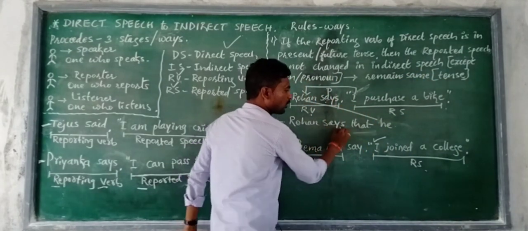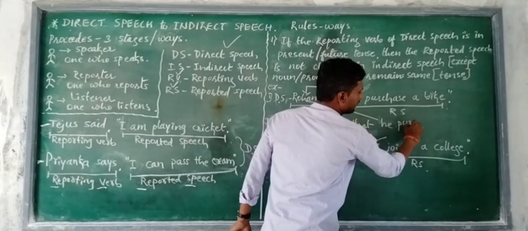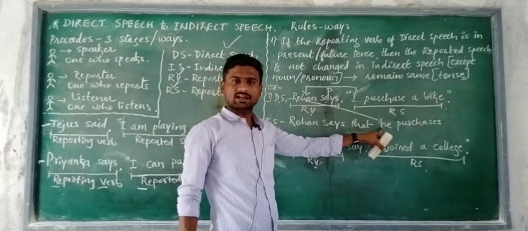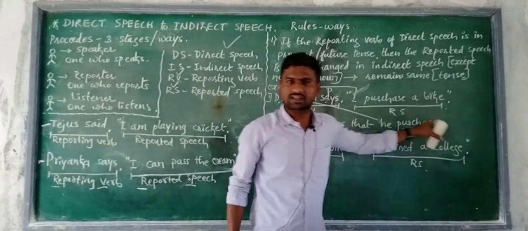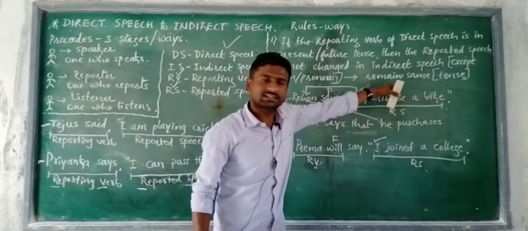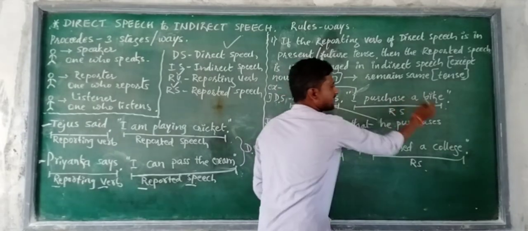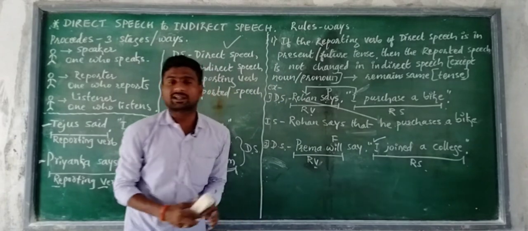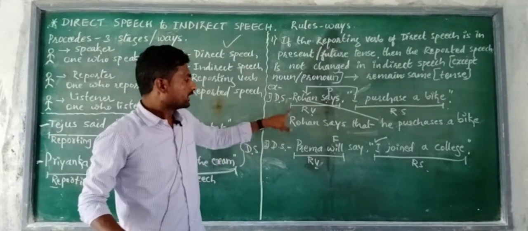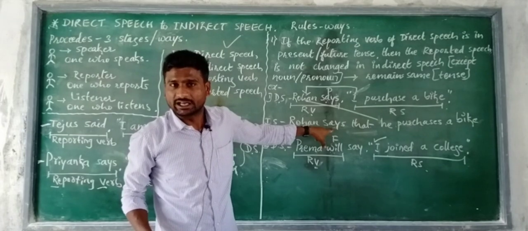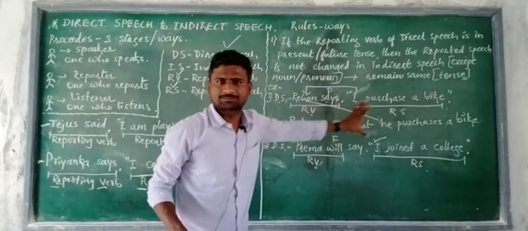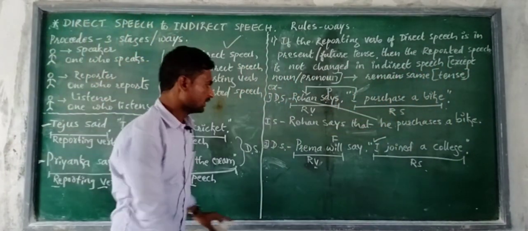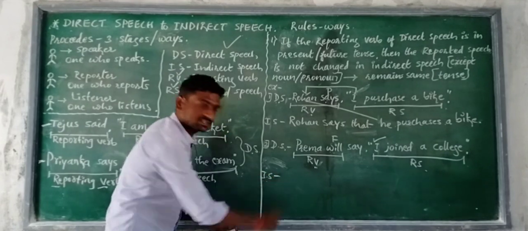Okay, see, Rohan says that he purchases. Why? Because this is a third person singular noun. When a third person singular noun comes, the verb takes the s suffix, otherwise it does not. But both sentences are made in simple present. I purchase a bike. Rohan says that he purchases a bike. And when we write the indirect speech, all punctuation marks should be removed. And lastly and finally, it takes a full stop. That's all.